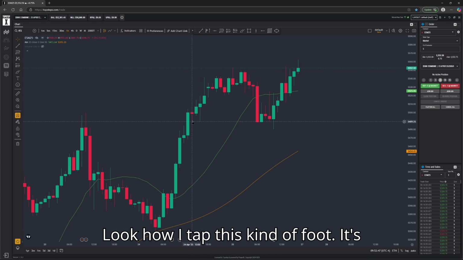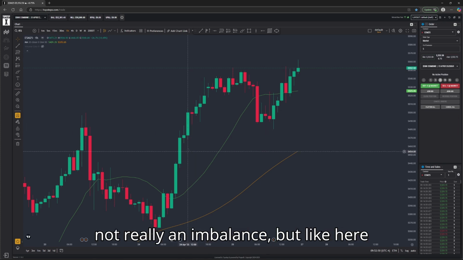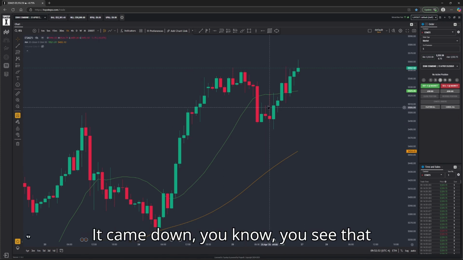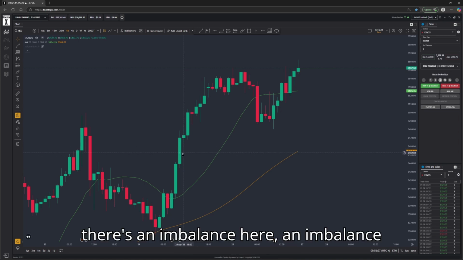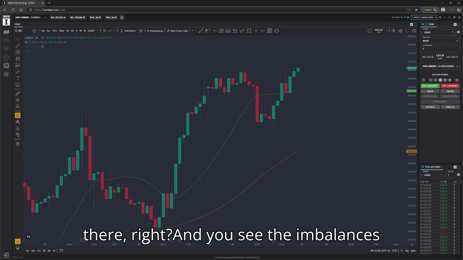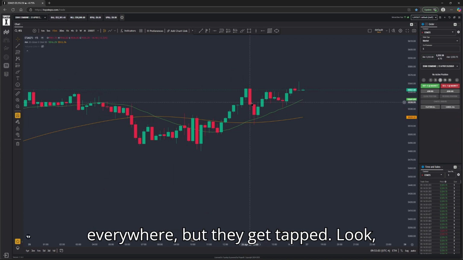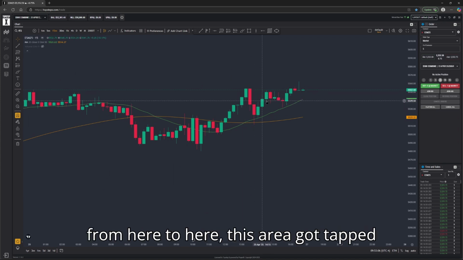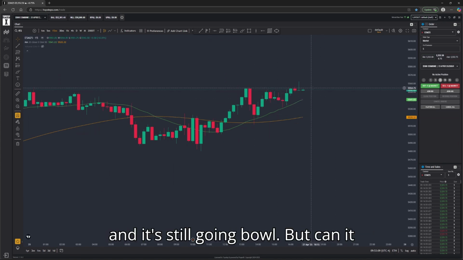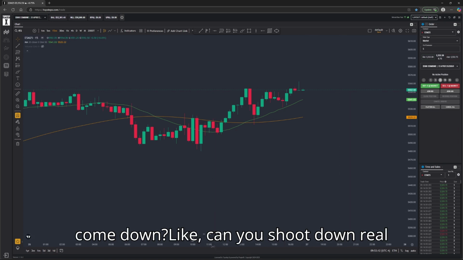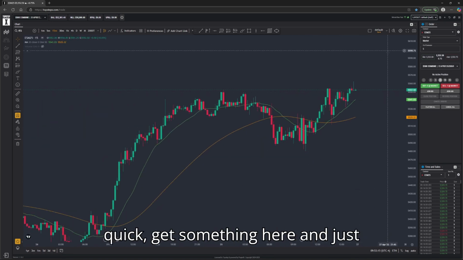Look how it tapped this. It's not really an imbalance, but here would be an imbalance, but it was close. It came down, you see that there's an imbalance here, an imbalance there, right? You see the imbalances everywhere, but they get tapped. Look, from here to here, this area got tapped, and it's still going bull. But can it come down? Can it shoot down real quick, get something here and just rally up?